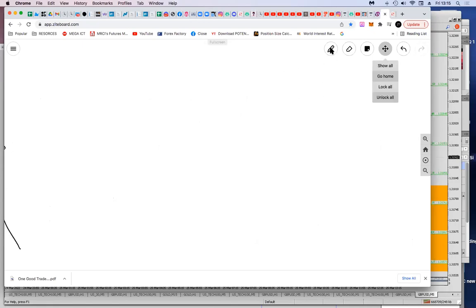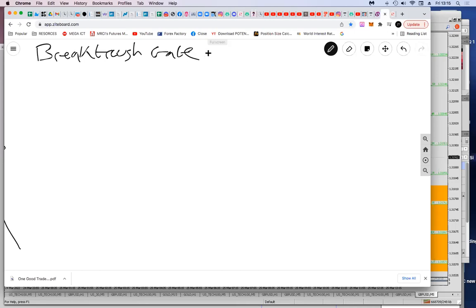Moving forward. So this is called the breakthrough gateway. Something like that. It's very hard to draw like this, but the breakthrough gateway, guys.